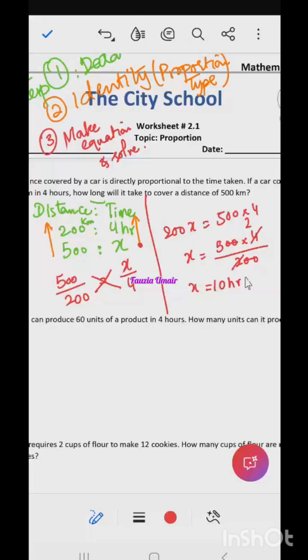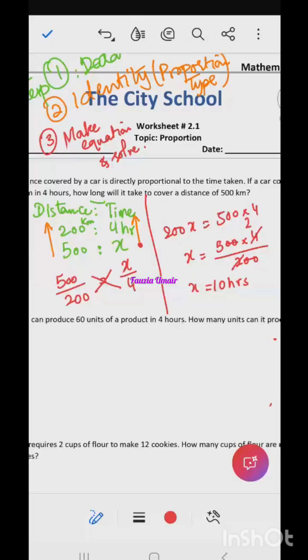Three steps to follow. The first step is writing the data in the form of a ratio, represented by green color. The second step is represented by this orange color. It's a very small step that just identifies the proportion type. If it is direct proportion, both arrows will go in one direction. If it is inverse proportion, then one arrow will go up and the other will go down. It does not matter which arrow is going up and which is going down. Then form the equation.